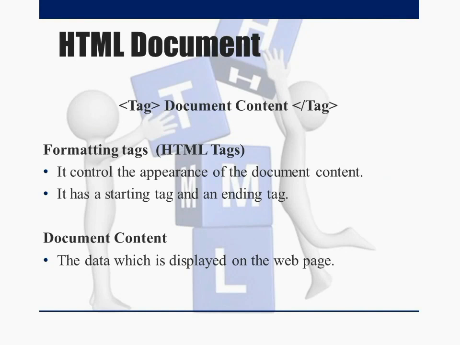An HTML program has two parts: formatting tags and document content. Formatting tags are the HTML code which controls the appearance of a document or a text, and document content is what we see on the web page.